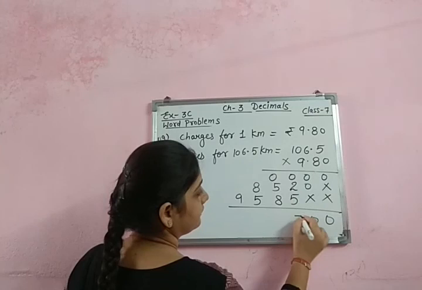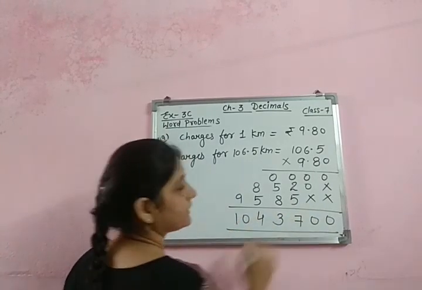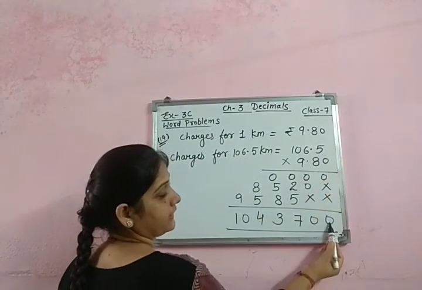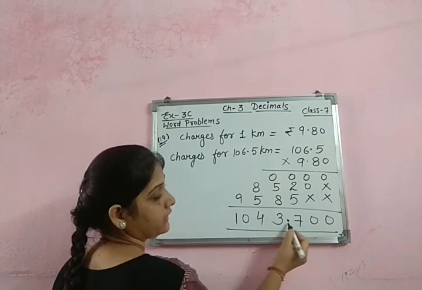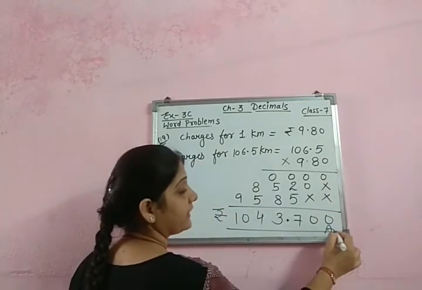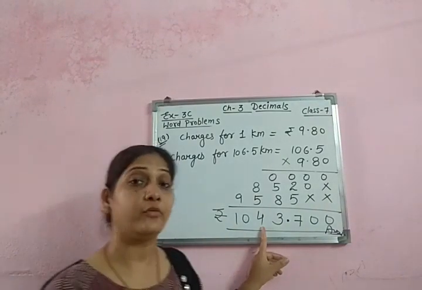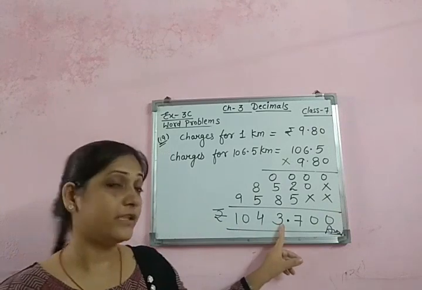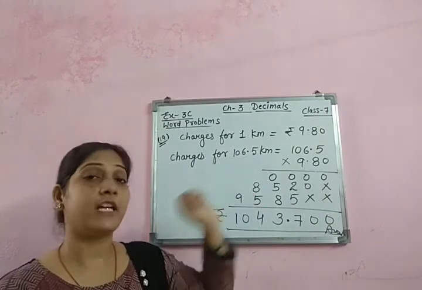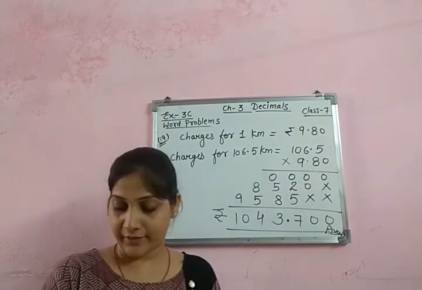Let's add. You will get this answer and put the point. 1 and these are 2. So total 3. So put the point here after 3 decimal places. And you'll get this answer in rupees because we are finding the charges. So the total charge is 1043.7 rupees. This much rupees the taxi driver has to charge, okay, for this distance, 106.5 kilometers.